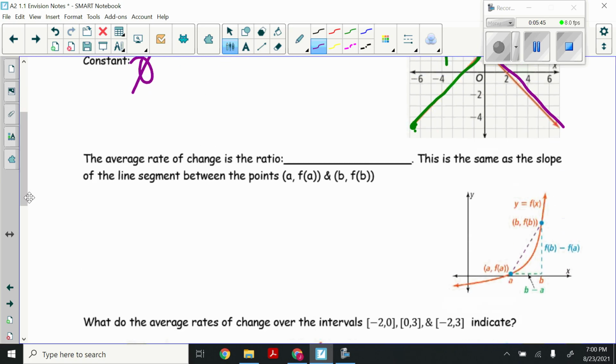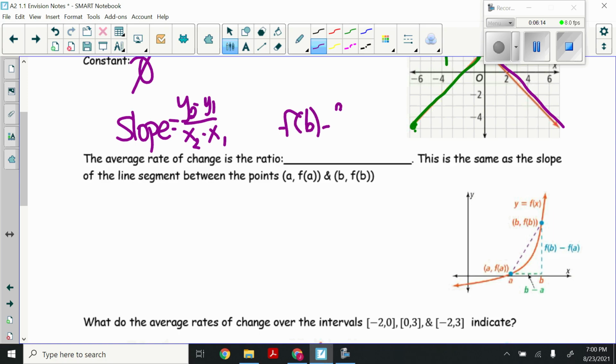So next, the average rate of change is the ratio. Okay, average rate of change. This is like slope. Remember we discussed the slope, y2 minus y1 over x2 minus x1. So when we talk about the average rate of change, we have a new formula, but it's really the exact same thing, y2 minus y1. But instead of calling it y2 minus y1, we call it f of b minus f of a, because we're talking about functions, over b minus a.